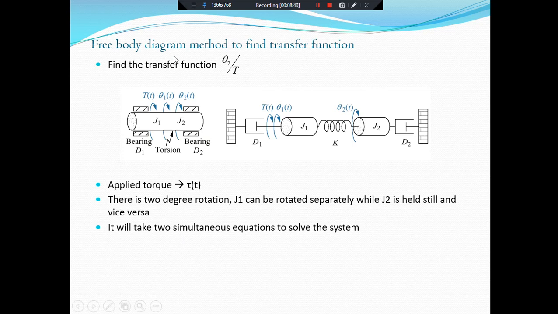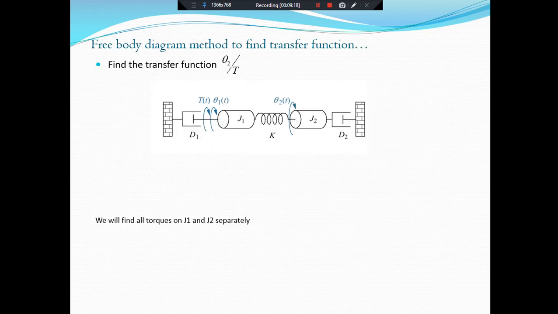And what do we have to find? We have to find theta 2 by torque. It means the output we are taking is theta 2, and the input is the torque, which is applied at J1. Now first of all, we will study how we can write the equations of this system using a free body diagram. And when our concept is clear, then we will study how to write the equations directly, as we have done in electrical systems and translational mechanical systems.